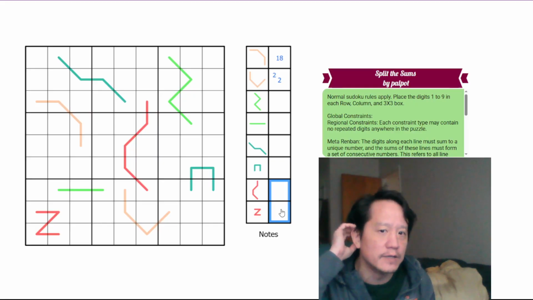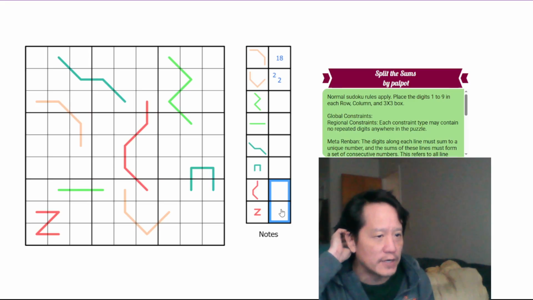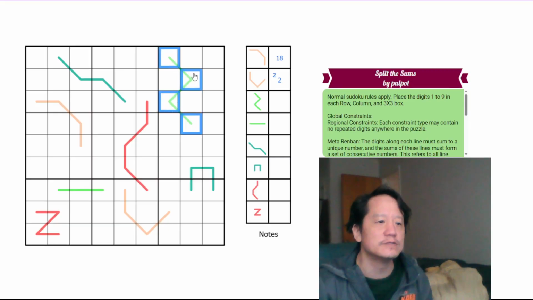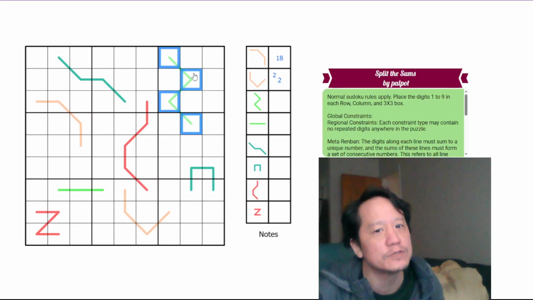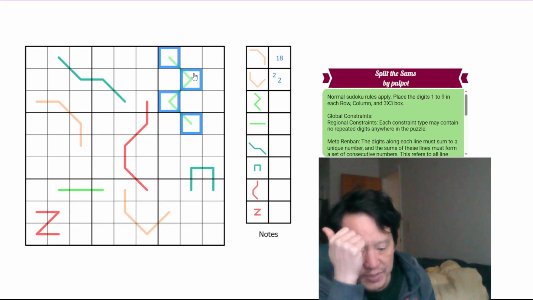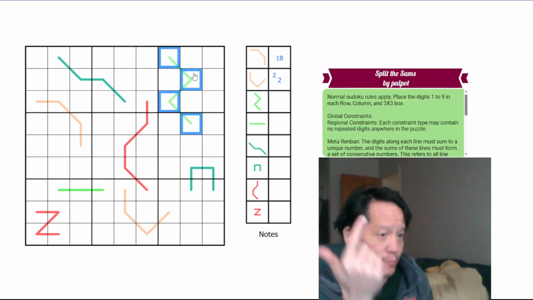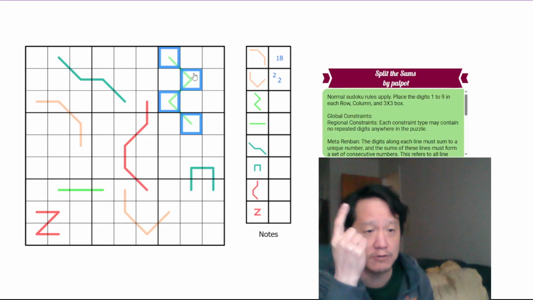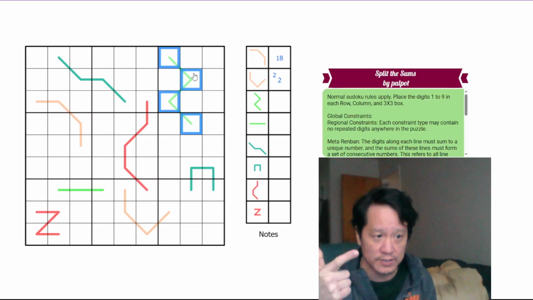But again, on the Whisper 5 line, you have 7 digits. That means you're missing a 5. You cannot be missing 1 or 9, because if you're missing 1 or 9, you're guaranteed to have a 4 or a 6 with it.